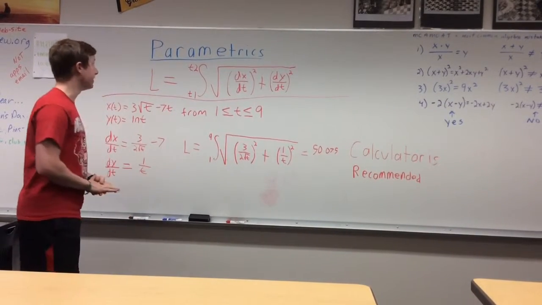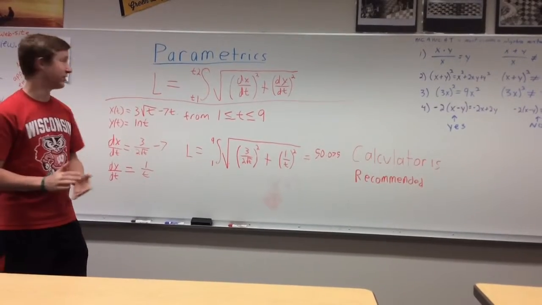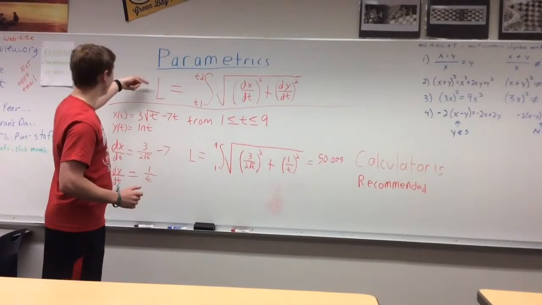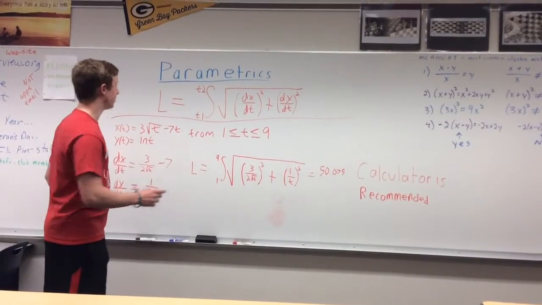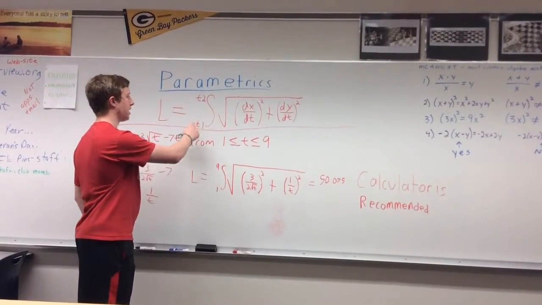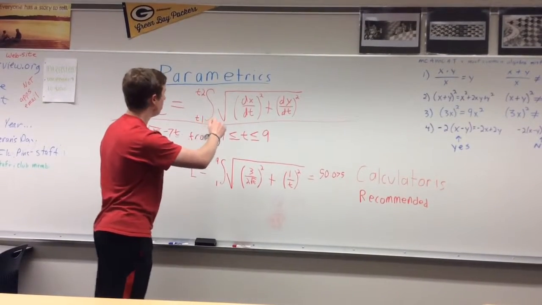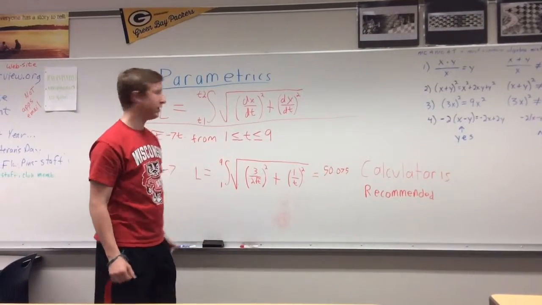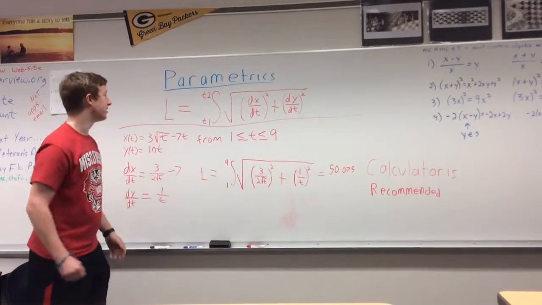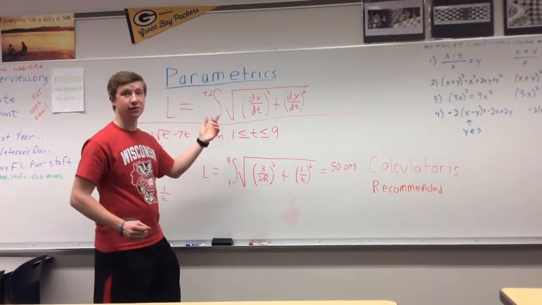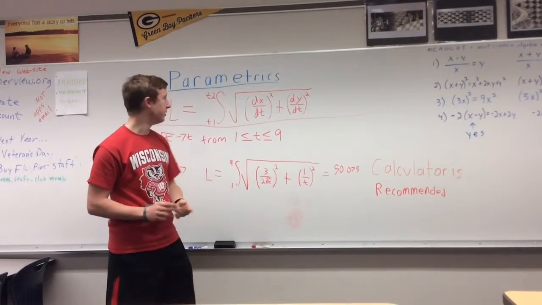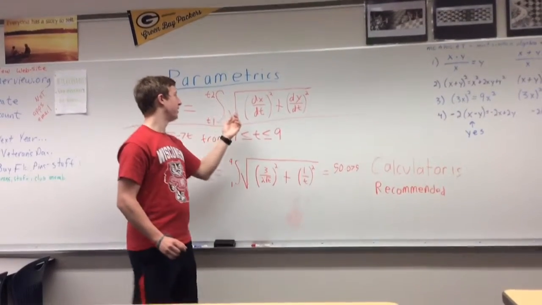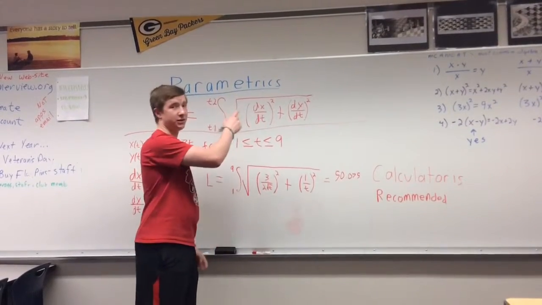Another important piece of parametrics is finding the arc length. And with that, we have L, which stands for arc length, is equal to the integral from time 1 to time 2 of the square root of (dx/dt) squared plus (dy/dt) squared. And this equation looks very similar to the Pythagorean theorem because if you think about it, a squared plus b squared, take the square root, that's how you find c.